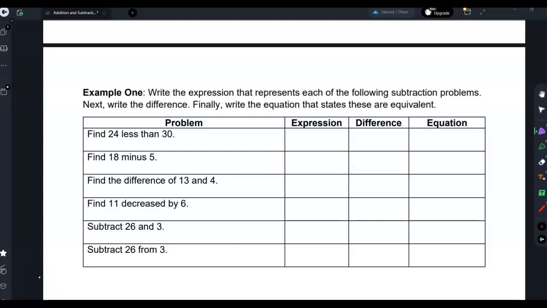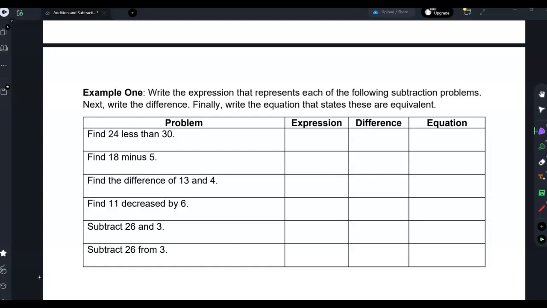In this example, we're going to look at some problems and practice writing the expressions and the equations and finding the answers to these problems. So, finding the difference of each of these. We're basically just getting familiar with vocabulary, because when we talk about subtraction, there are a lot of different words that can be used that mean that we're subtracting.